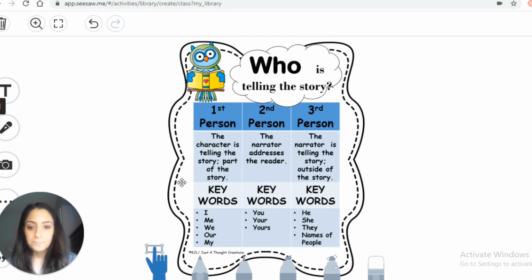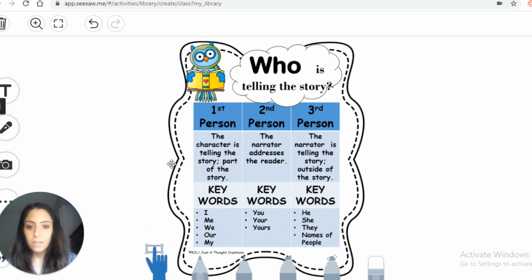I could say I got in my car, right? Those are some keywords. I drove to the store. We walked into the store, all those kinds of things. Those are keywords. I'm telling the story. So my story would be first person narrated, right?